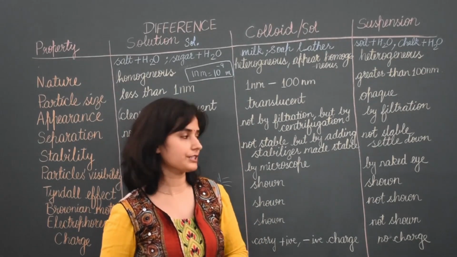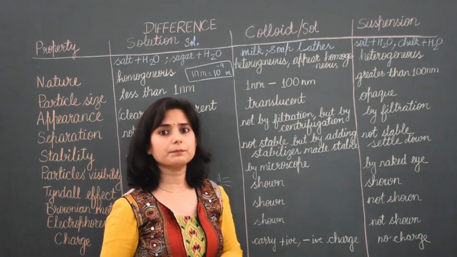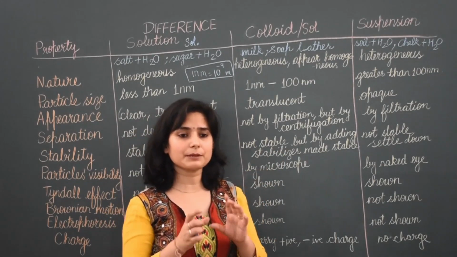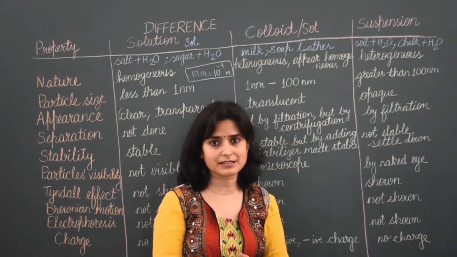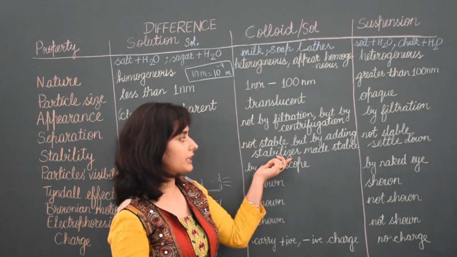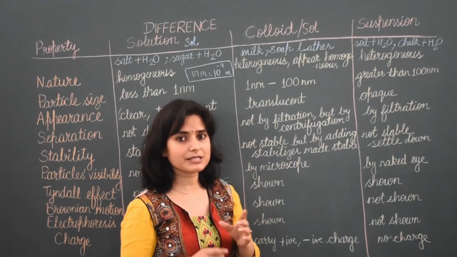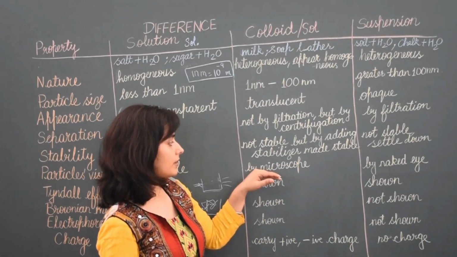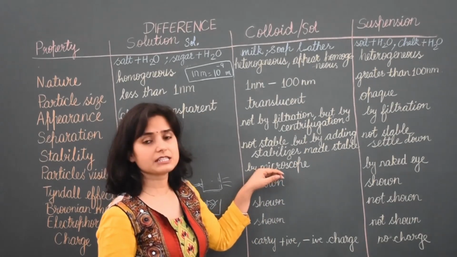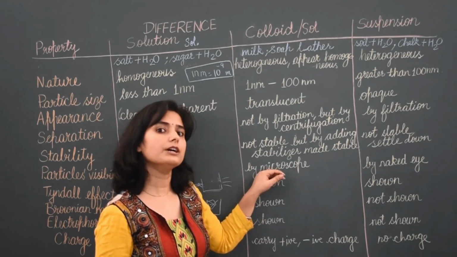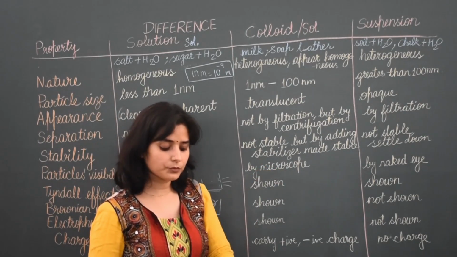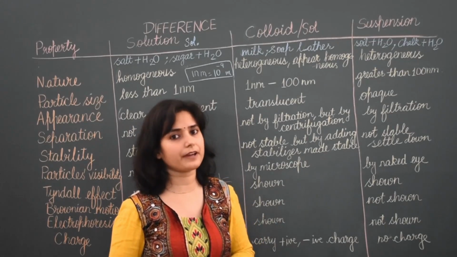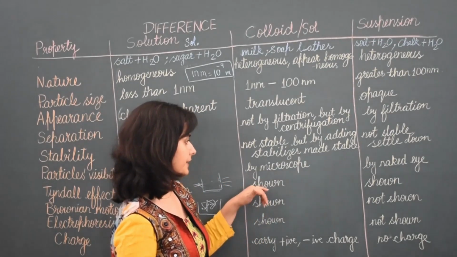Next point, stability. These are simply not stable, but when we add some chemicals, they are called stabilizers, then they become stable. Stable means then their particles will not move. We can see its particles with the help of a microscope. If you put a drop of milk under a microscope, then you can see fat granules there.